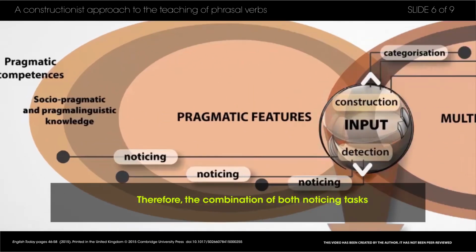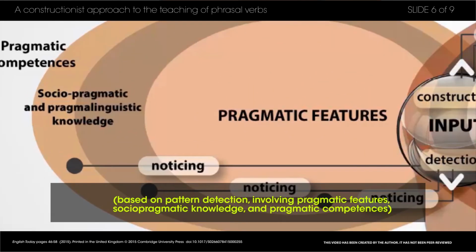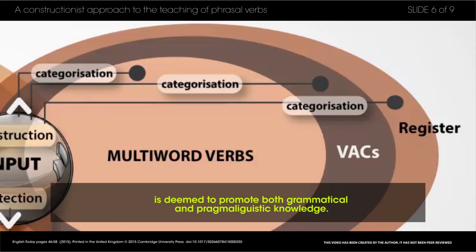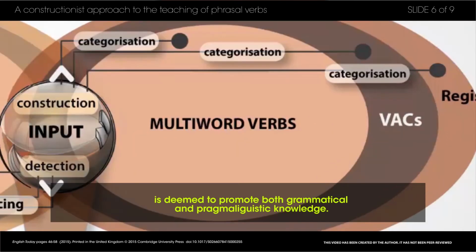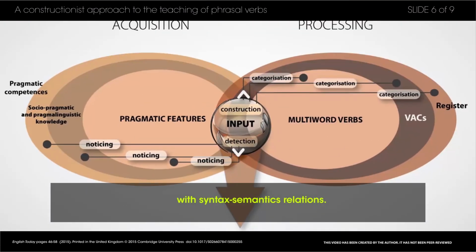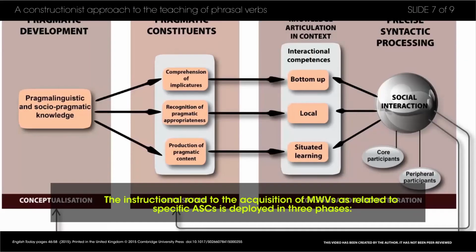Therefore, the combination of both noticing tasks based on pattern detection involving pragmatic features, socio-pragmatic knowledge, and pragmatic competences, and categorization tasks, drawing on explicit instruction of multiword verbs associated with specific ASCs and registers, are deemed to promote both grammatical and pragmalinguistic knowledge intake, and thus be said to emerge from the selection of relevant input, combining usage-based information with syntax-semantics relations.